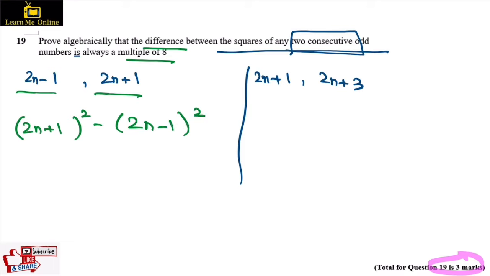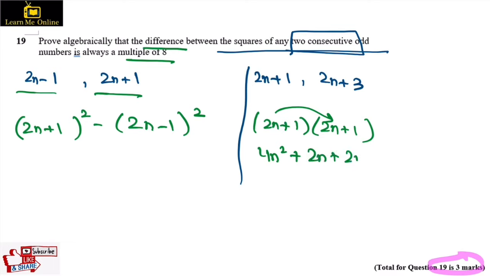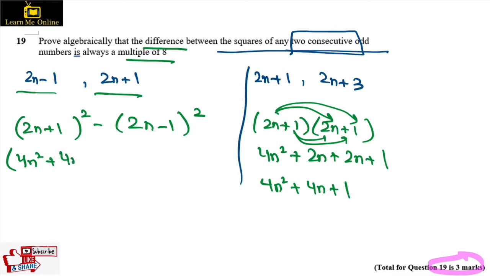You open up the brackets by expanding them. Opening up the first bracket is 2n plus 1 times 2n plus 1. You multiply them together: 4n squared plus 2n plus 2n plus 1. So I multiply the first term with the first term, then the first with the second, then the second with the first and the second with the second. Then we get 4n squared plus 4n plus 1, which is the first bracket.